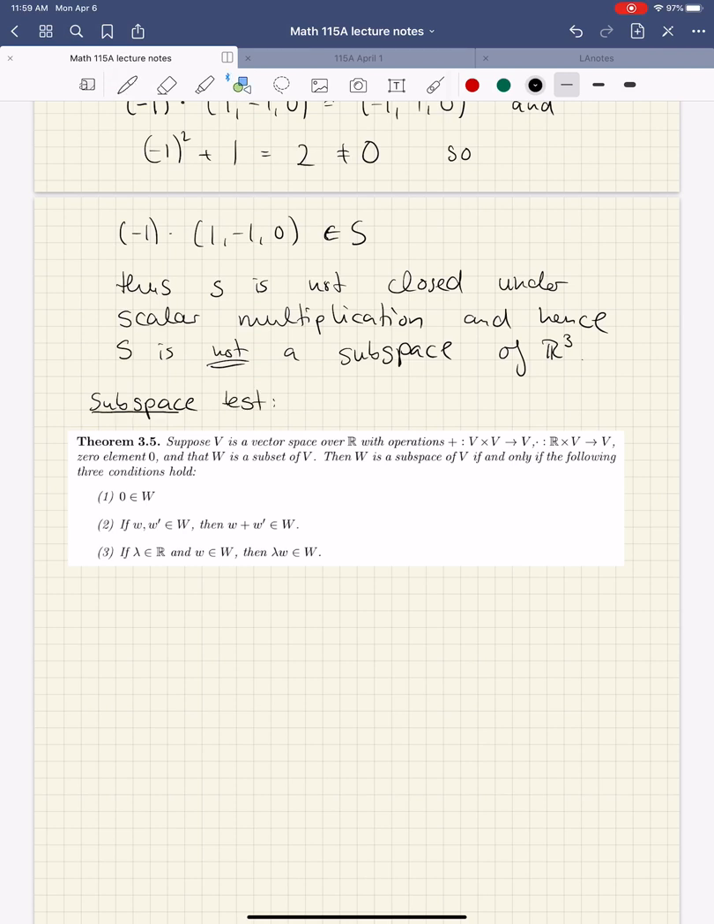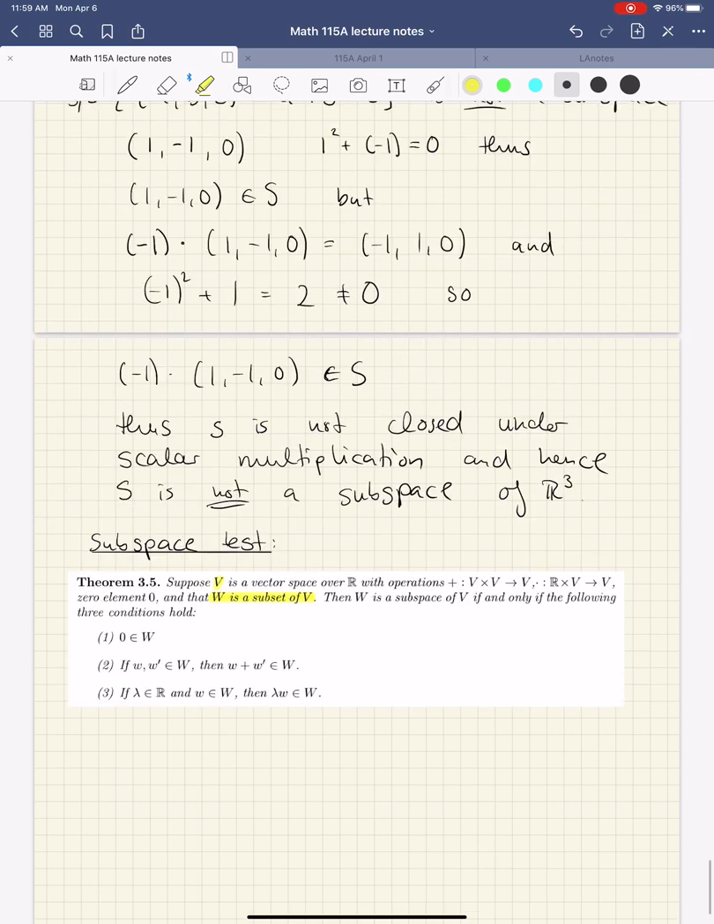And this is a very important theorem, and pretty much from now on, after we've proven this, you will never ever want to go back to the definition of a subspace to show that something is a subspace, but you want to use this theorem. Okay, so what does it say? Well, taking a vector space V with given operations and a 0 element 0, and now we take here a subspace set W of V, and we want to characterize when is this subset a subspace.